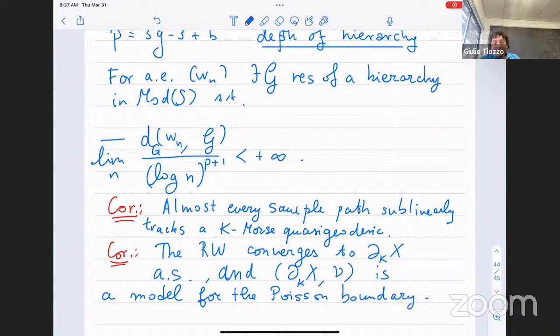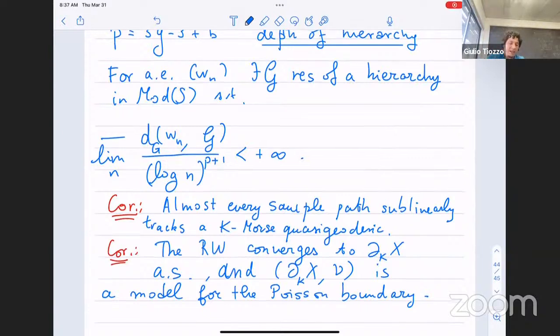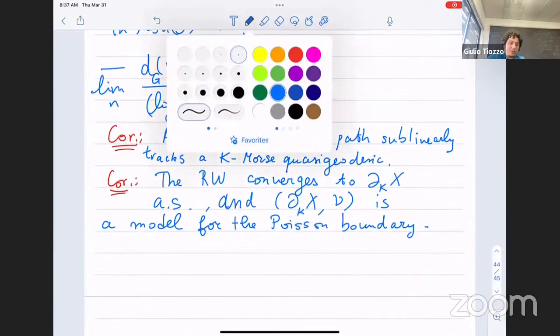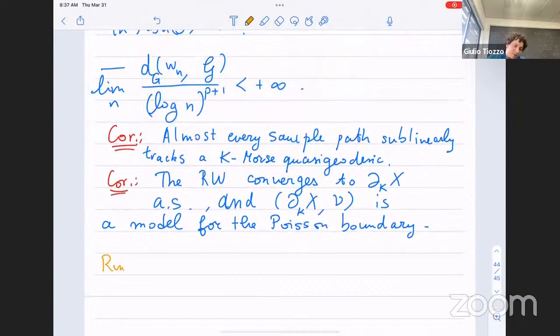So that's basically the sketch of the whole proof. Of course, one needs to go into more detail to understand all the details, but that's the basic idea. And again, I also want to put two further remarks. The first one is that for relatively hyperbolic groups, you basically have the same proof.